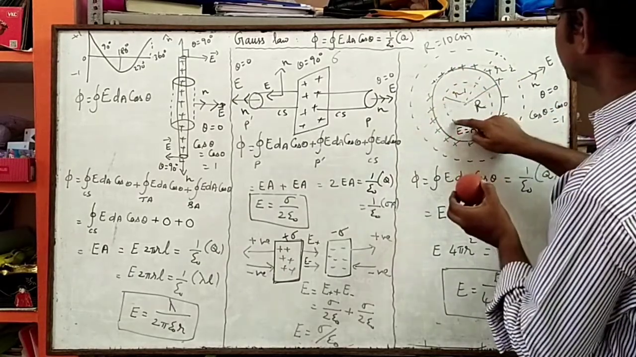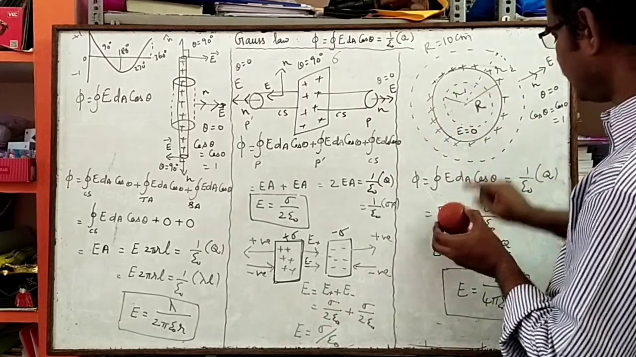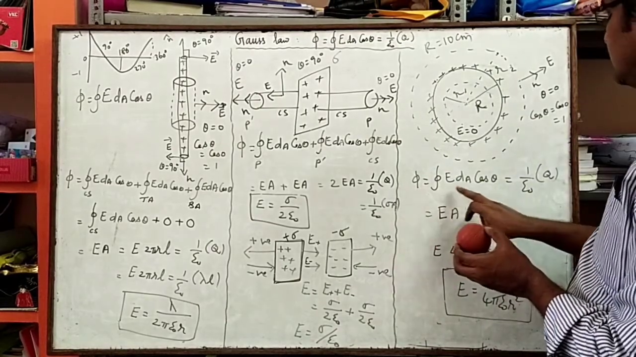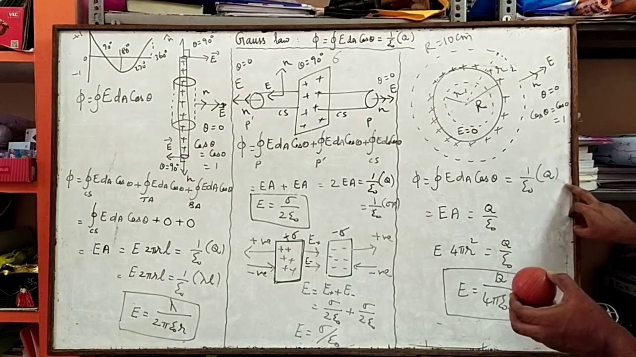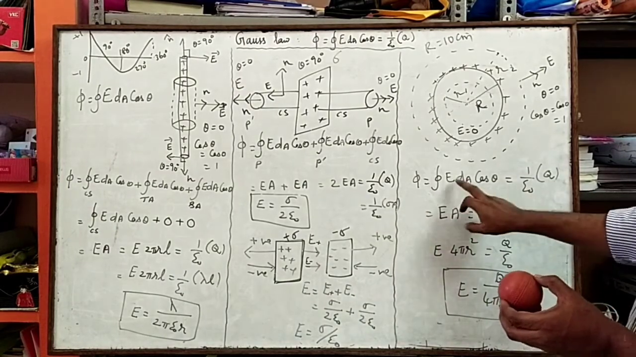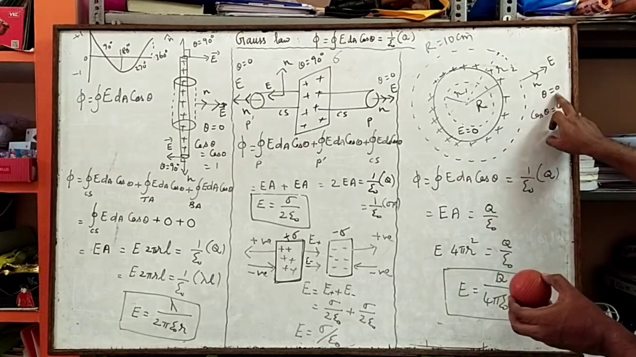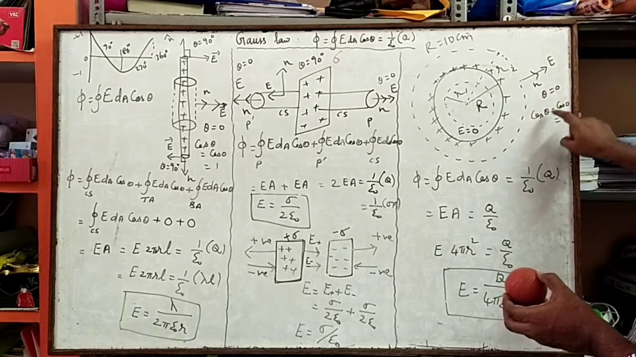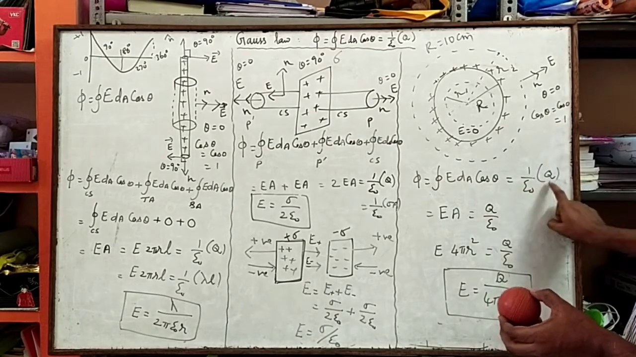The sphere which is inside the Gaussian surface has no charge. Therefore, if you apply this equation, Q becomes 0. Phi is equal to closed integral E dA cos theta, that is equal to 1 by epsilon naught times total charge enclosed by the surface. Integral dA is equal to total area A, and here theta is equal to 0 because electric field and normal are parallel to each other. Then cos theta is cos 0, that is equal to 1. Then total charge is Q.